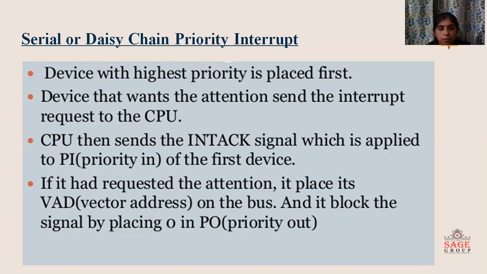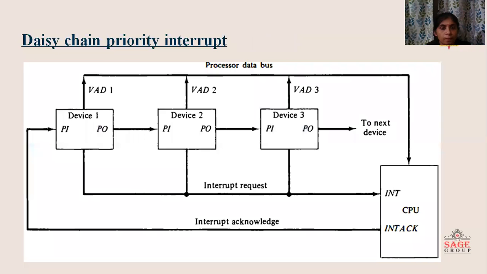In short, it is written as INT-ACK, the interrupt acknowledgement signal, which is applied to priority in of the first device. If it had requested the attention, it places its vector address VAD on the bus, and it blocks the signal by placing 0 in priority out. This is how the CPU and all the devices are connected. We will see this in the block diagram.